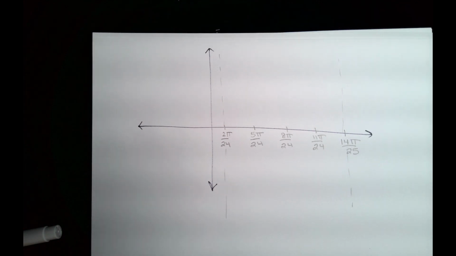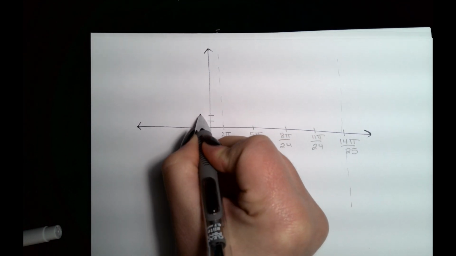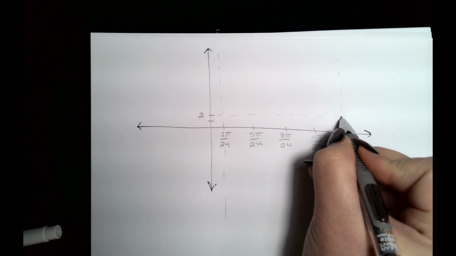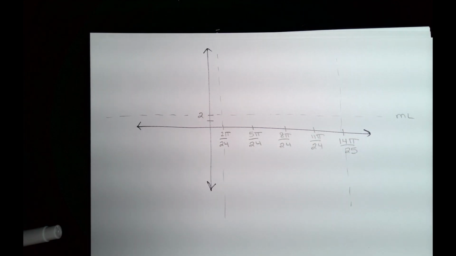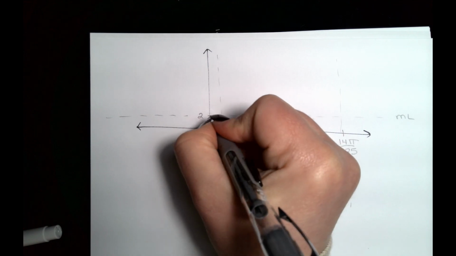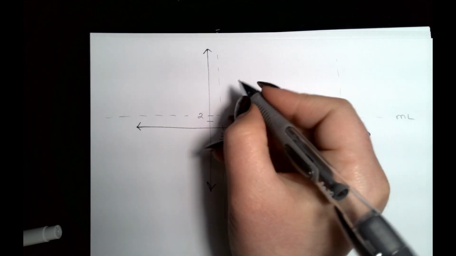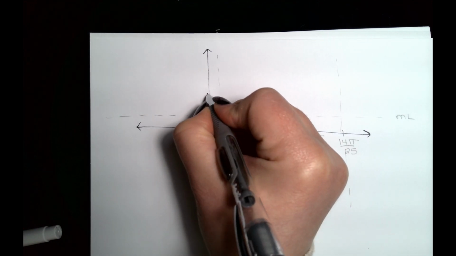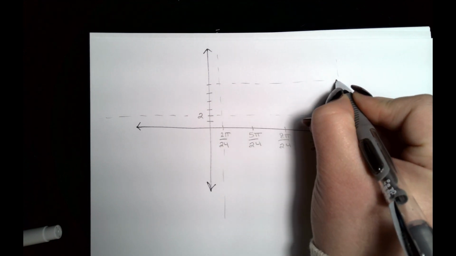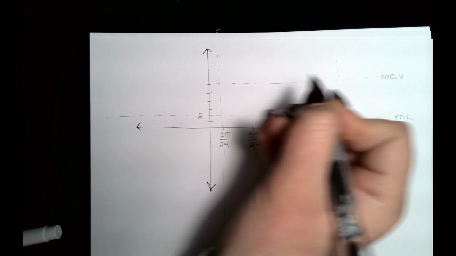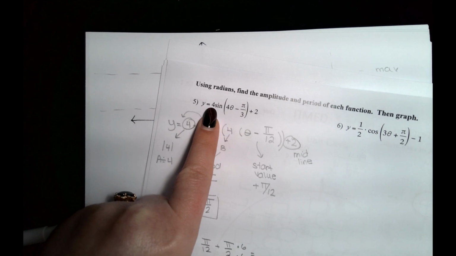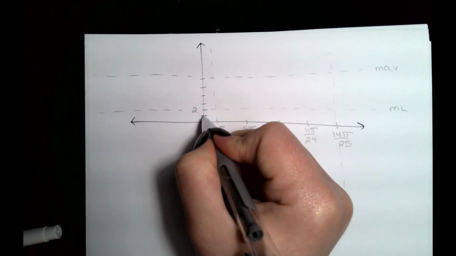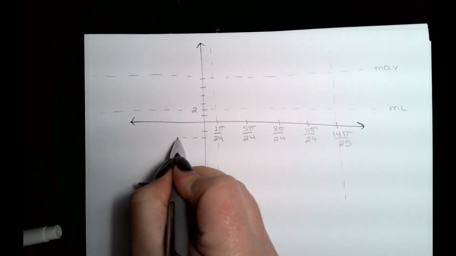Your midline is at positive 2. So here's your positive 2. Again, not an asymptote. This is just your midline. Your amplitude is the distance you go up and the distance you go down. So you go up 4 and down 4. So 1, 2, 3, 4. This is your maximum. The reason I'm doing 4 is because we had an amplitude of 4. 1, 2, 3, 4. This is your minimum.